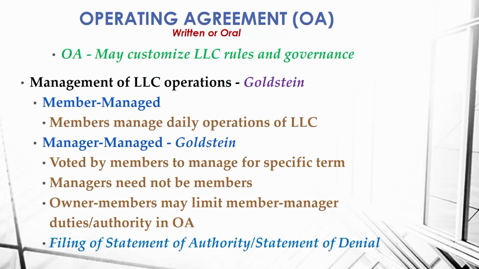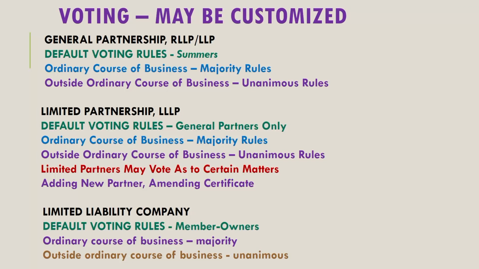So just keep in mind, if you're going to be manager managed, you vote by the members to determine if there's going to be a specific term for the managers, deciding whether or not the managers need to be members, right? They can say, no, we're just going to limit it just to members who are managed. We can have outsiders be it as well. And then again, these filing of statements of authority saying you can act on behalf of the LLC, or a statement of denial saying you no longer can act on behalf of the LLC. So go back to the OA to see it. Look at Goldstein's a good example of that.